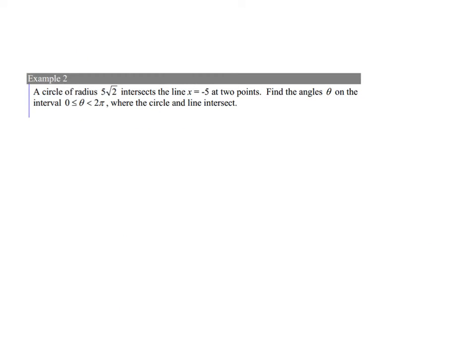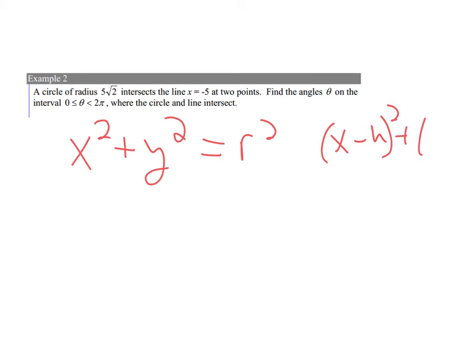Okay, a circle with a radius 5 square roots of 2 intersects the line x equals -5 at 2 points. Find the angles. Okay, so one thing that we haven't done yet this year is what's the equation of a circle? Well, it just so happens that's the equation of a circle centered at the origin, right? More generally, it's (x minus h) squared plus (y minus k) squared equals r squared, and that's with a center at (h, k), at the point x, y, okay?